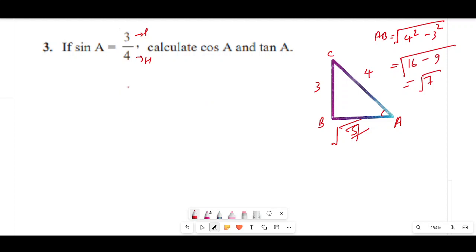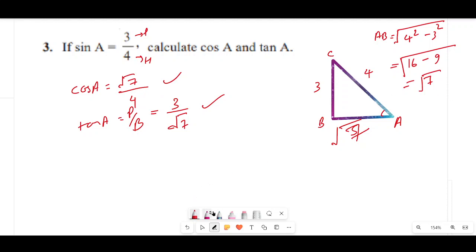Now, what is the value of cos A? That is the question. Cos A means base by hypotenuse. So the base is root 7 and the hypotenuse is 4. Now, what is the value of tan A? Perpendicular upon base, p by b. Then p is 3 and b is root 7. That is the answer of this question.